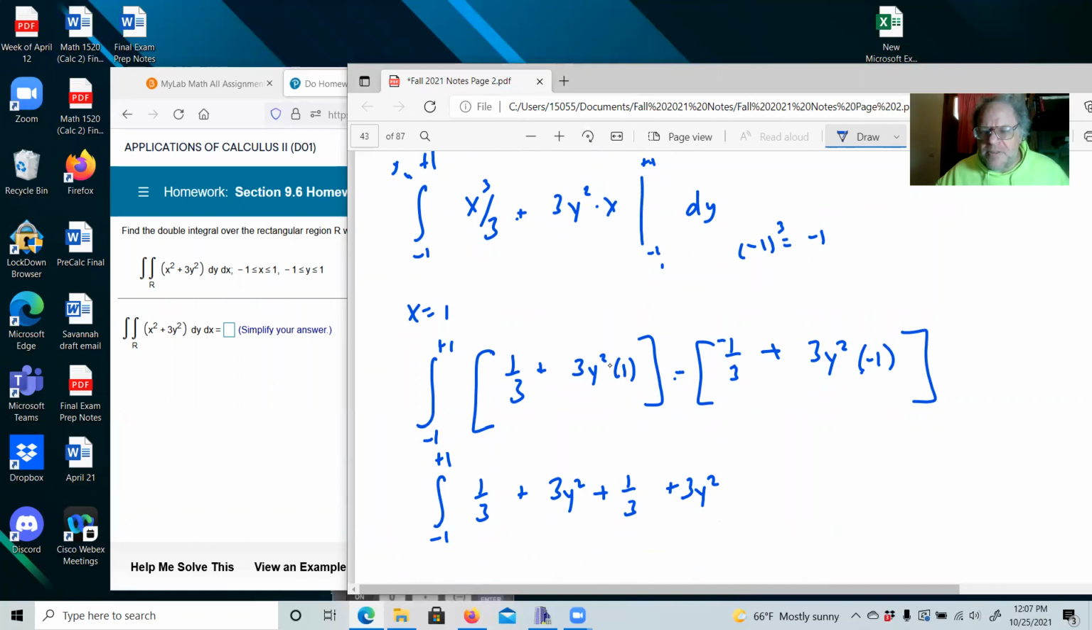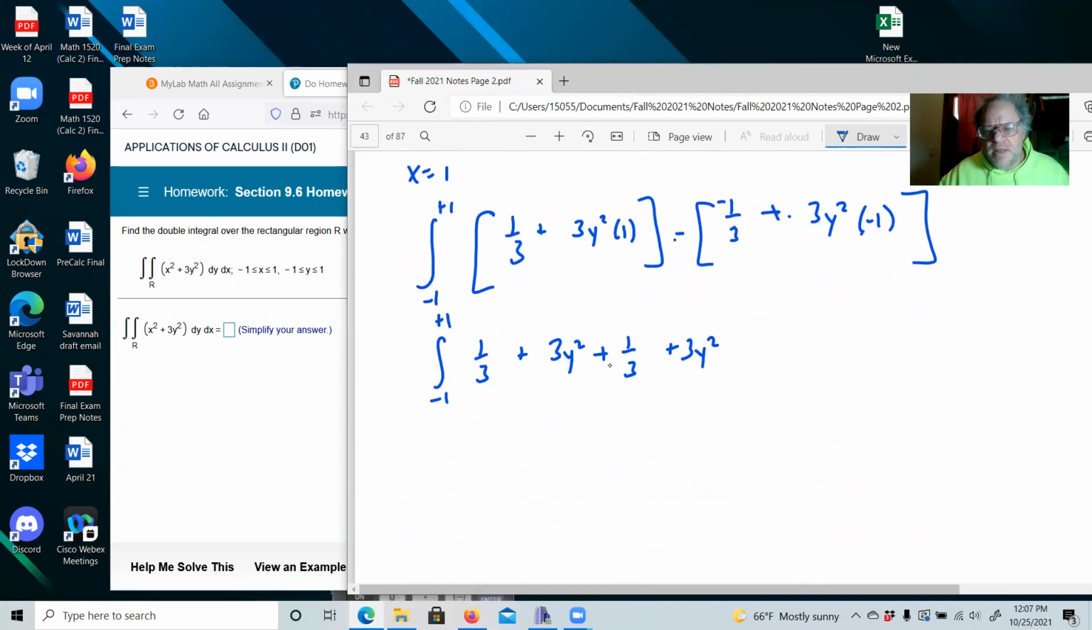I fear I may be missing a minus, but not sure. Okay. So 2/3 integral y, 2/3, from -1 to +1, and then we have 3 plus 3, so plus 6y squared, dy. So this is going to be 2/3 y.